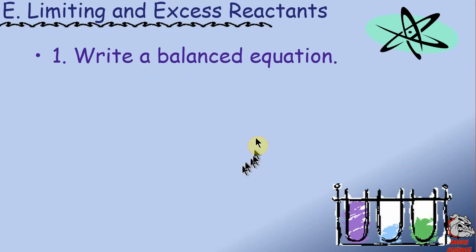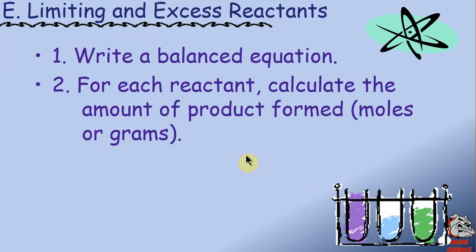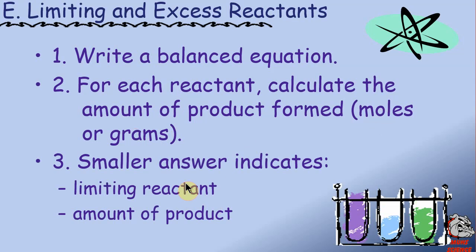When we take a look at our example, we first of all have to start with a balanced chemical equation. For each reactant, we need to calculate the amount of product being formed. I'm going to calculate grams just to get practice in calculating grams, but you actually don't have to do that. You can just stop after 2 steps with moles, because moles and grams are basically the same thing. So once we know which one has the least amount of moles, that's still our limiter. The smaller answer determines our limiting reactant, and that's going to determine the amount of product that's made.